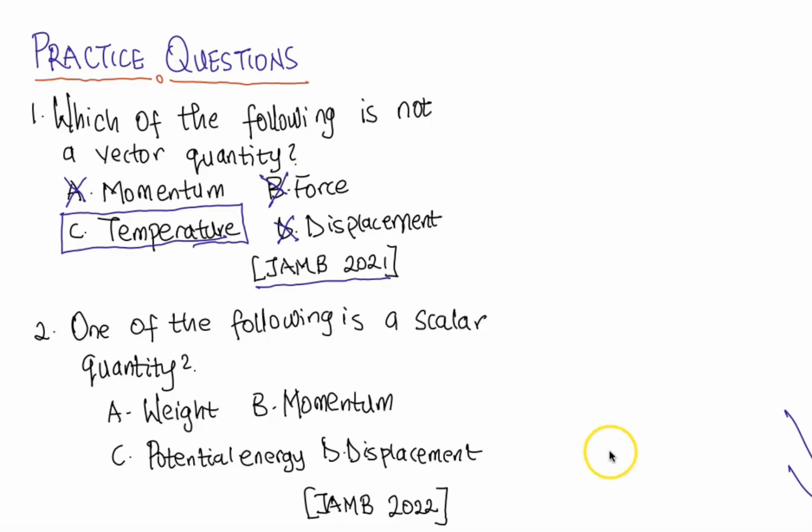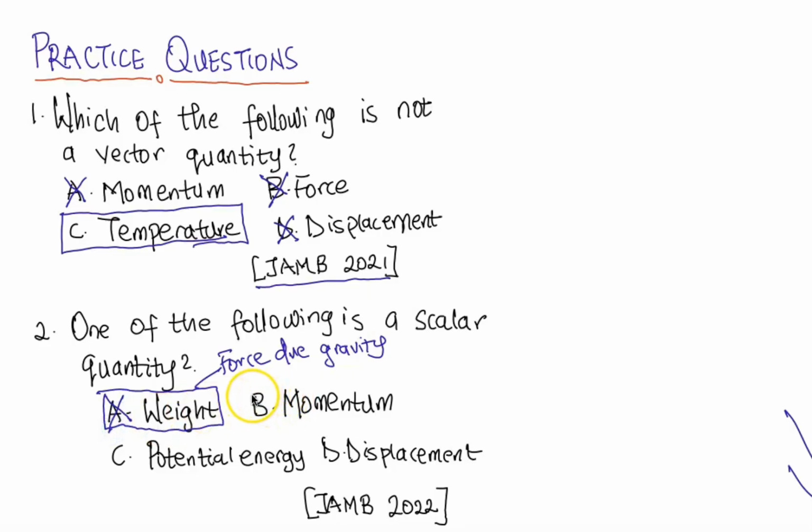The second question says one of the following is a scalar quantity, and this happens to be a JAMB 2022 question. Option A is weight, B is momentum, C is potential energy, and then D is displacement. So weight is a special type of force due to gravity. So weight is a form of force due to gravity. And remember, we said that force is a vector quantity. So automatically weight cannot be the answer.